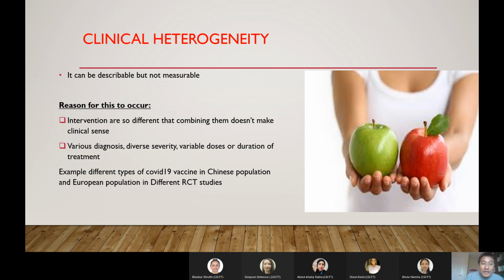The example is COVID-19 vaccine given in a Chinese population and European population in different RCTs that are combined. What kind of heterogeneity is it? Ecological. I'm not talking about the bigger population and the individual population. The populations are the same bigger population, Chinese population and European population. I'm talking about what type of heterogeneity is it?